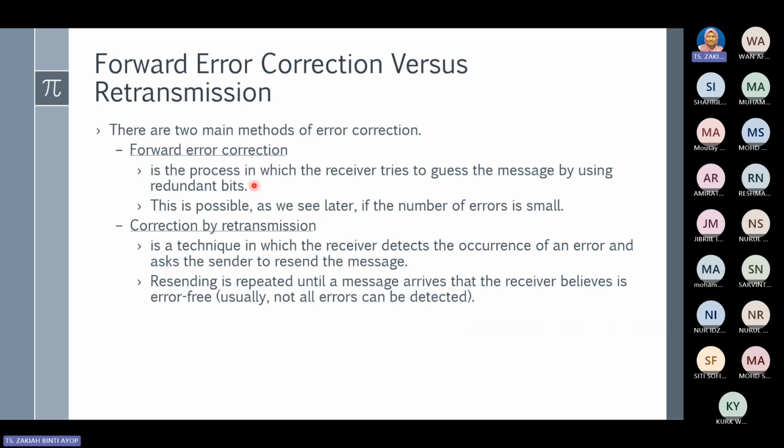So there are two methods of error correction. One is forward error correction, a process in which the receiver tries to guess the message by using the redundant bits. This is possible, as we see later, if the number of errors is small. The other is correction by retransmission, a technique in which the receiver detects the occurrence of an error and then asks the sender to resend the message, like a negative acknowledgement, NAK. Resending is repeated until a message arrives that the receiver believes is error-free. Usually, not all errors can be detected.